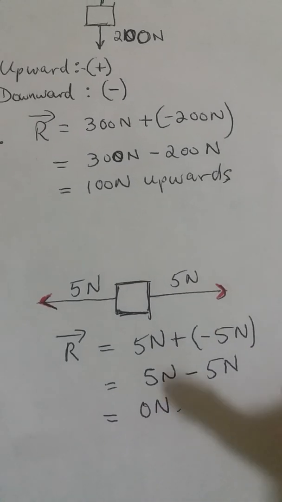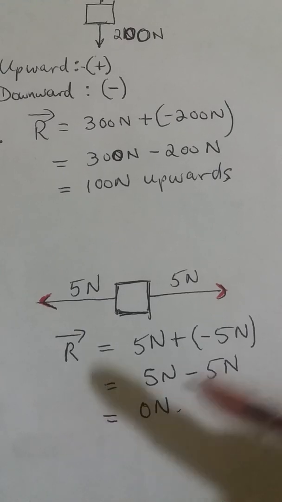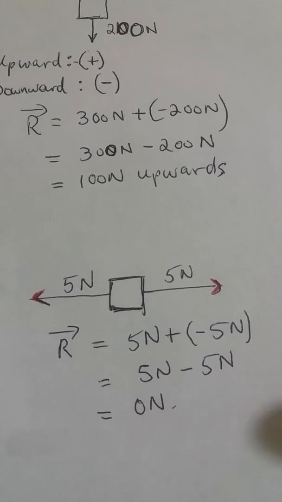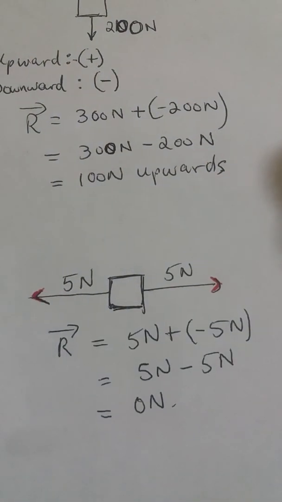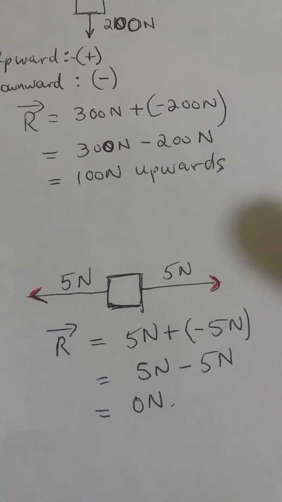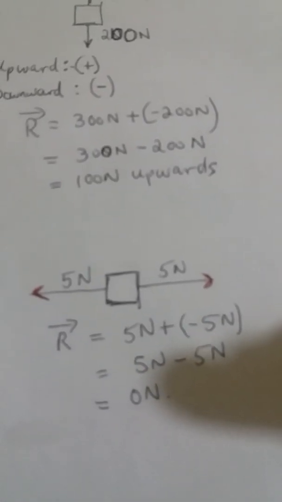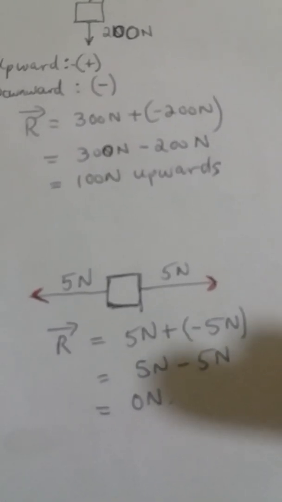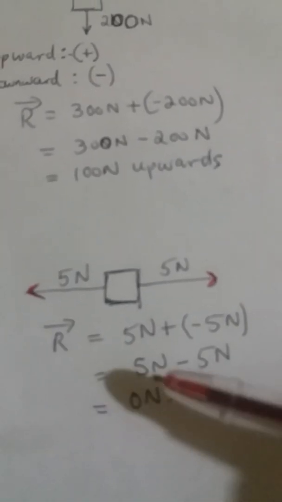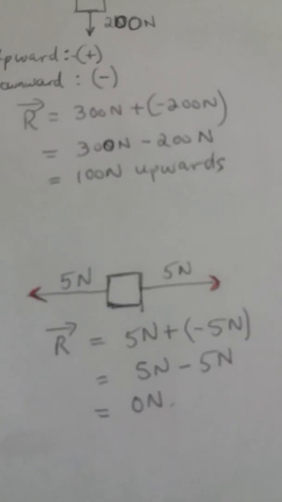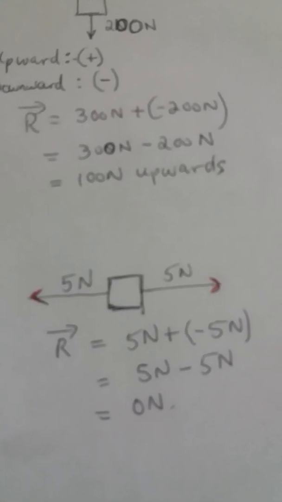Okay, so this 0 newtons represents a situation of what we call equilibrium. With equilibrium, when we deal with forces, it really means that the sum or the addition of all the forces acting on an object is equal to 0. And so we don't state to the right or to the left or up or down, because 0 newtons has no direction. It is simply 0.